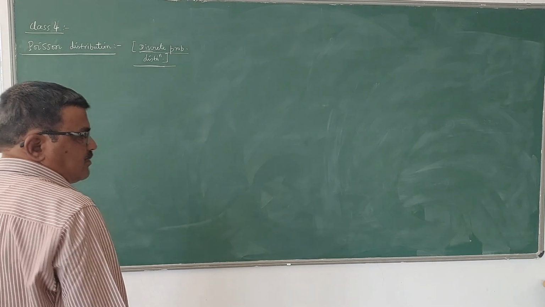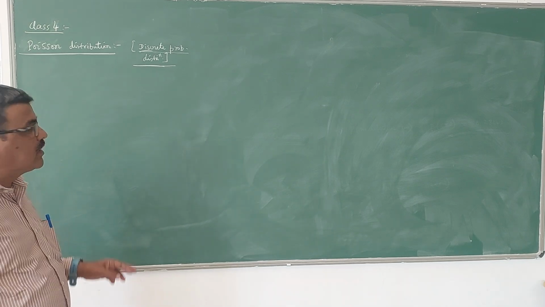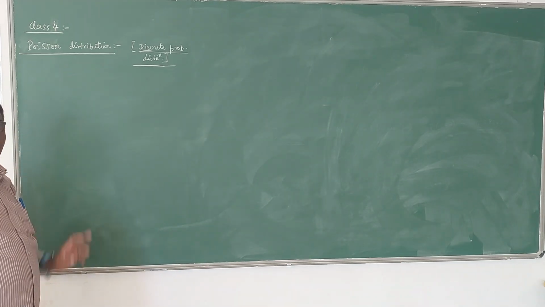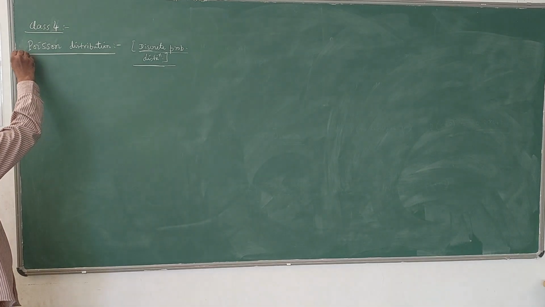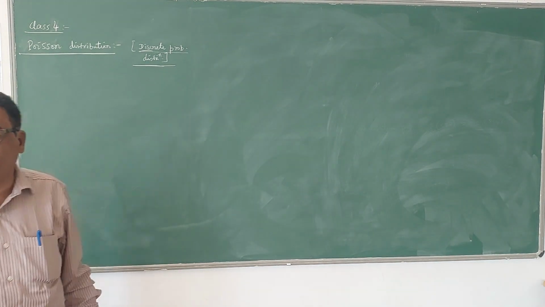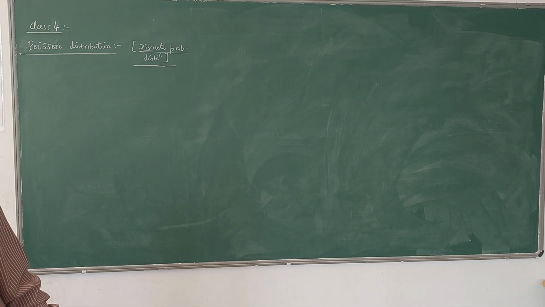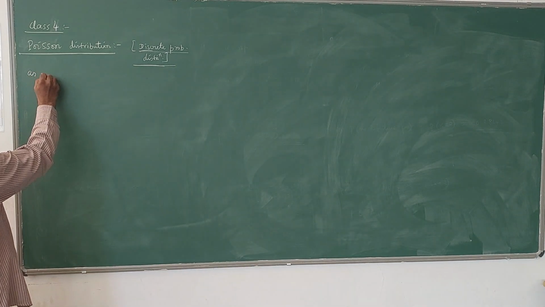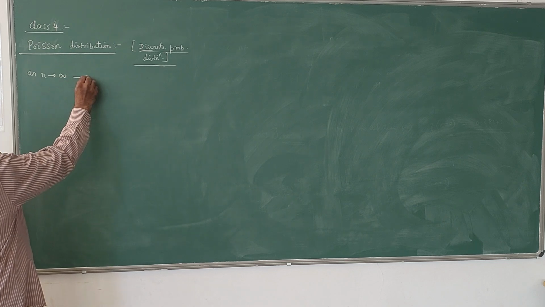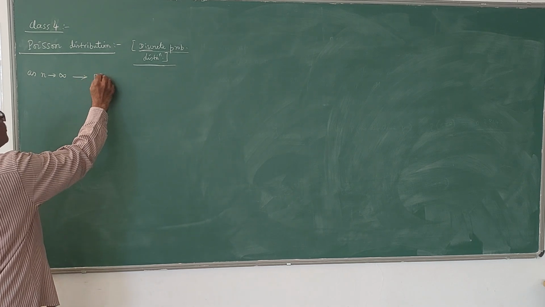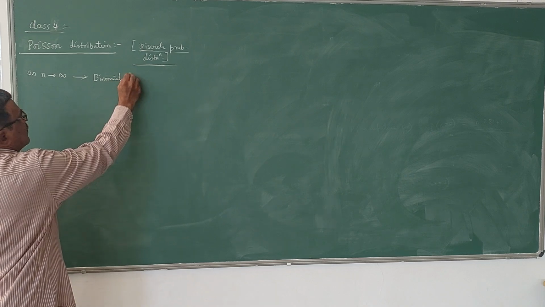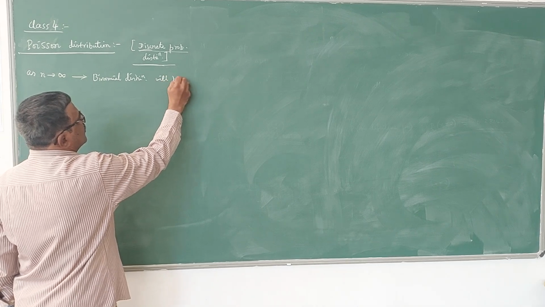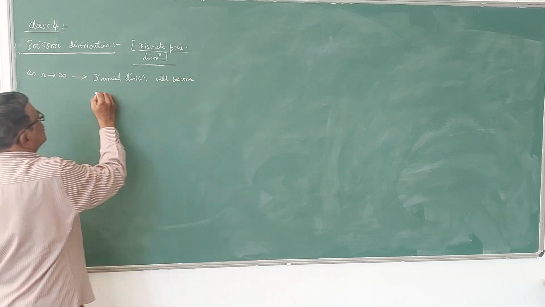In this class, we will discuss another type of discrete probability distribution, which is the Poisson distribution. This Poisson distribution is nothing but an extension of the binomial distribution. It is a limiting form of the binomial distribution. As n tends to infinity, the binomial distribution will become the Poisson distribution.